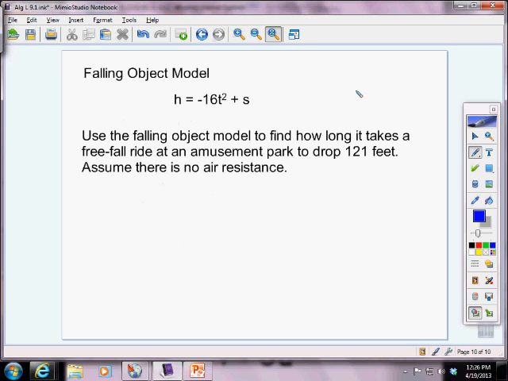The last example we want to talk about is the falling object model. H equals a negative 16t squared plus s. When we look at this h here, that represents height. Usually measured or always measured in feet. In this equation, it's because of the negative 16 that takes into consideration gravity. That's why this is height in feet. And this t here, t represents time in seconds. And s represents the initial height.